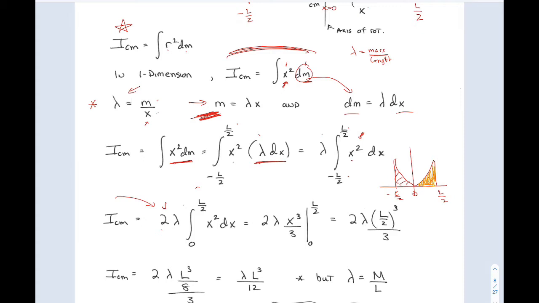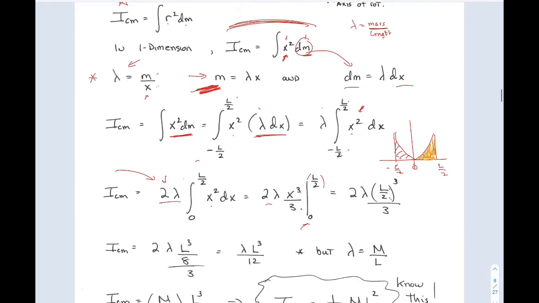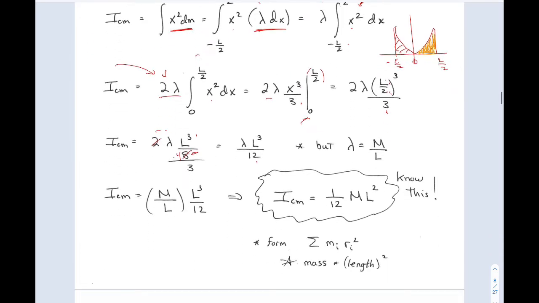I don't have to do that, it just makes the integration easier. There's my 2 lambda, because now my lower limit's 0. So x squared integrates to x cubed over 3, and I put in my upper limit minus my lower limit, which is 0. So just be careful. There's my upper limit. I have L cubed. 2 cubed is 8. So I've got the 3 on the bottom, and the 2 cancels with that. That makes it a 4. 4 times 3, I have a 12.